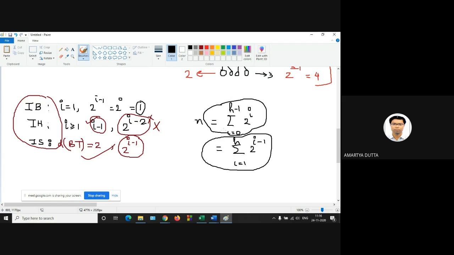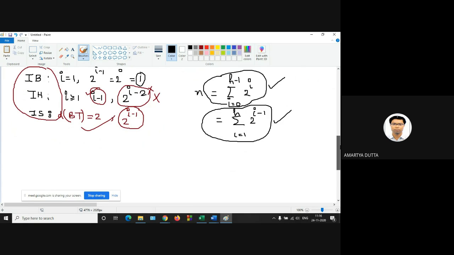If it starts from I equal to 0, then we can write this one. Or if it starts from I equal to 1 to h, then we can write 2 to the power I minus 1. Actually, height and depth are same. So this is just a series. If you solve the series, you can get 2 to the power h minus 1.